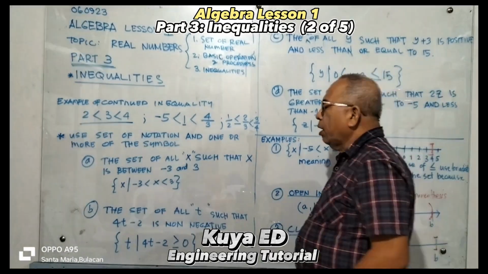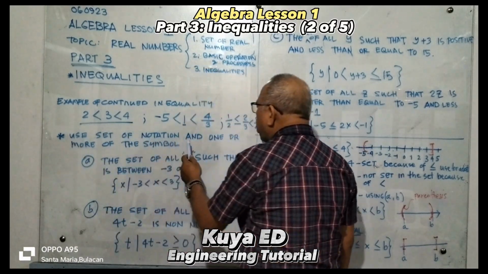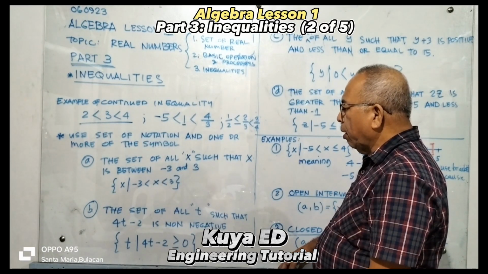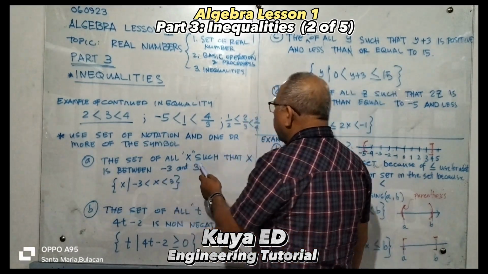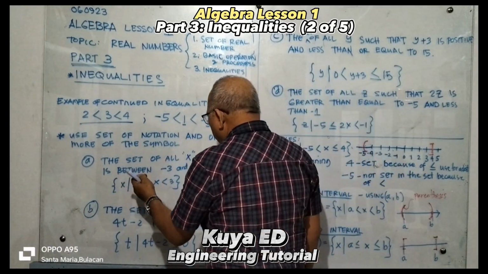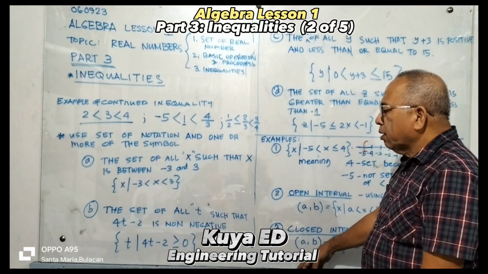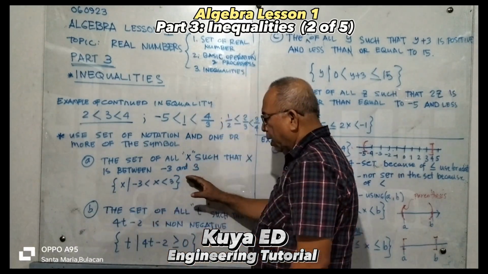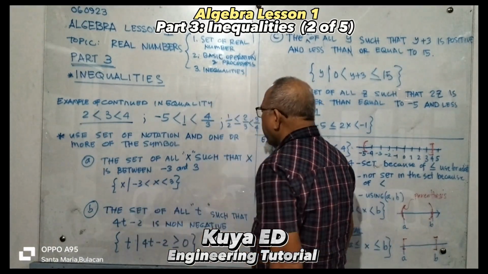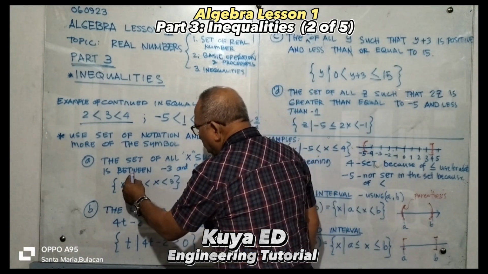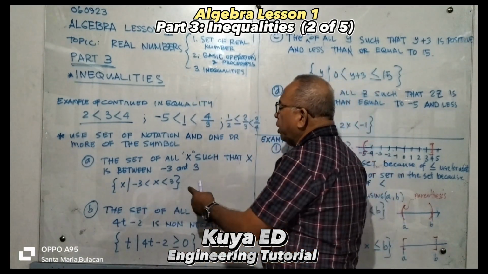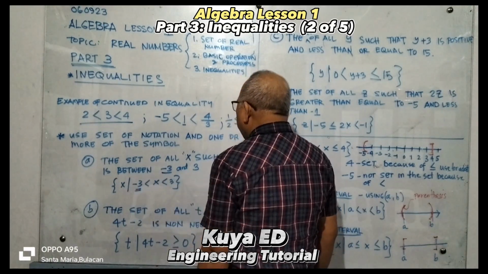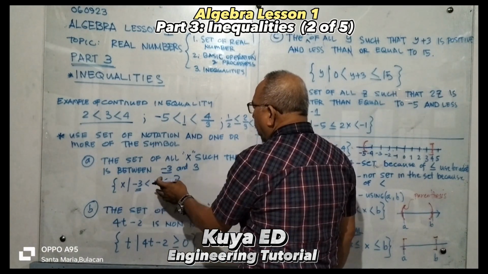Okay, so we will consider now the next, to use the set of notations and one or more of the symbols. Okay, so number 1, the set of all x such that x is between negative 3 and 3. So, atin daw gamitin yung notation natin, ang symbol natin, which is the braces. Then, we put the x dito. Then, such that, yung such that dyan, ito yung ating vertical line. Then, we put the negative value, negative 3 dito. Then we put the x here and 3 here.